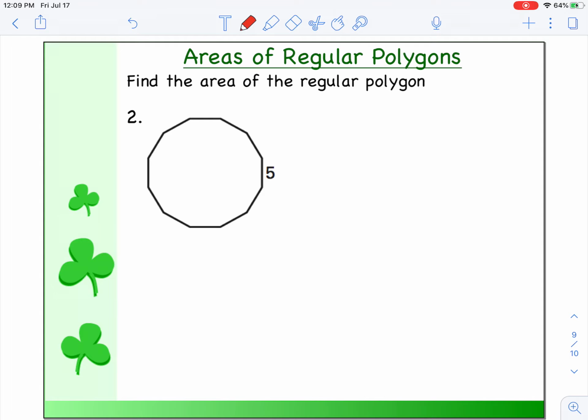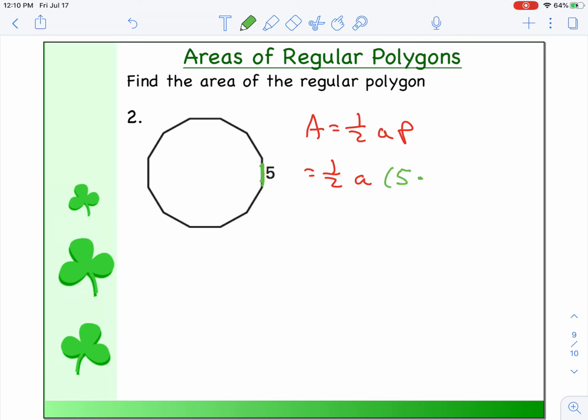All right, let's do one more. Find the area of the regular polygon. And now again, you might want to just stop the video and see if you can start setting this up, and then play the video to see if you're getting it correct. Area equals 1/2 the apothem times the perimeter. Well, this time I'm not given the apothem.